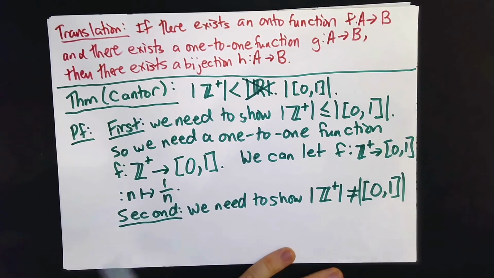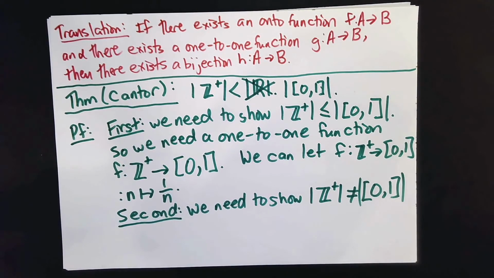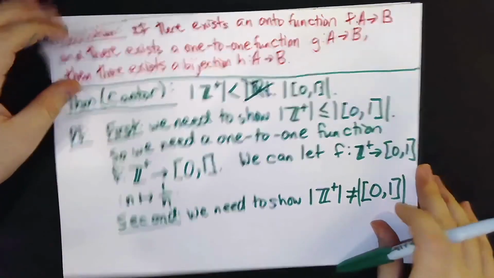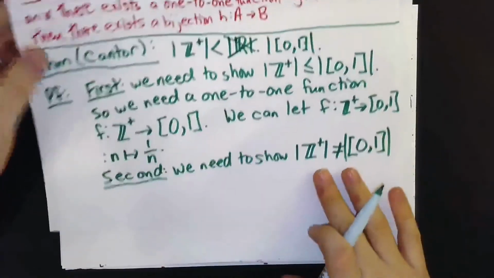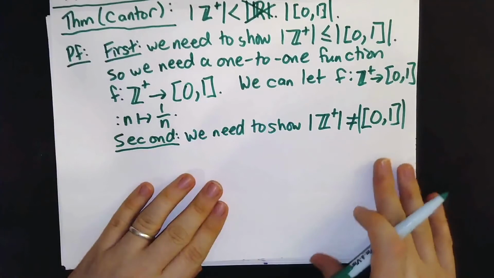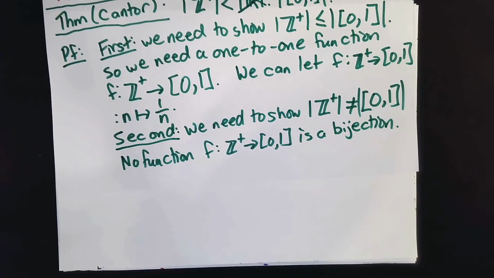Second thing up, we need to show that the set of positive integers has a cardinality that is not equal to the cardinality of the closed interval 0, 1. As you might have guessed, this is the harder part. Because once we translate this, what this is really saying is we need to prove that no function from the positive integers to the closed interval 0, 1 is a bijection.